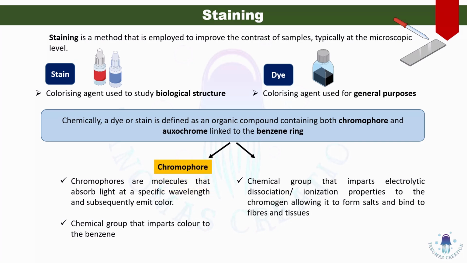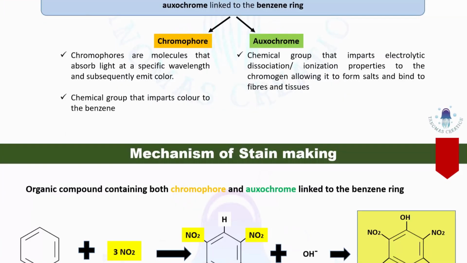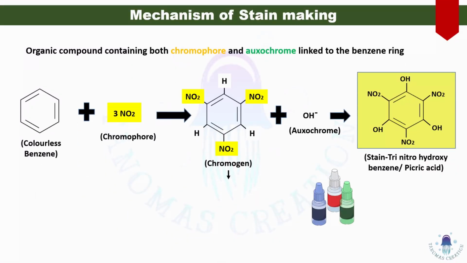Chromophores are the molecules that absorb light at a specific wavelength and subsequently emit color. That is, it is a chemical group that imparts color to the benzene, if we can simplify it. And what does oxochrome do? It imparts electrolytic dissociation or ionization properties to the chromogen, allowing it to form salts and bind to fibers and tissues. This will become more clear here in the making of this stain.